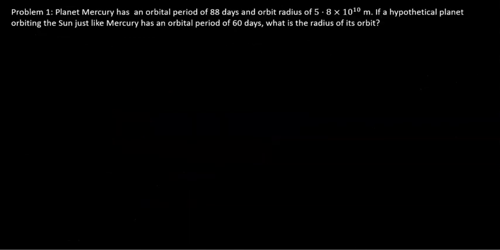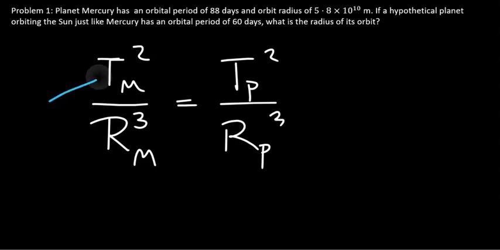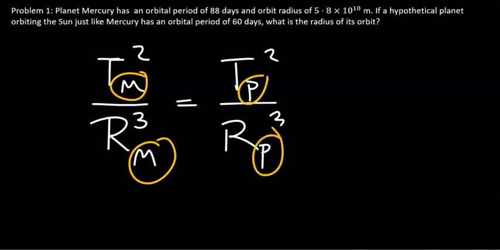Let's do a problem. Planet Mercury has an orbital period of 88 days and orbit radius of 5.8 times 10 to the power 10 meters. If a hypothetical planet orbiting the Sun, just like Mercury, has an orbital period of 60 days, what is the radius of its orbit? Since both these planets are orbiting around the common object, which is the Sun, we can compare the orbital periods and the orbit radius in the following manner. M stands for Mercury and P is the unknown planet.